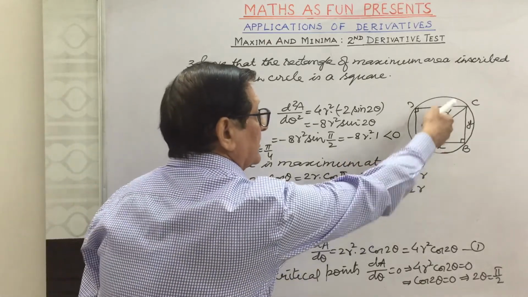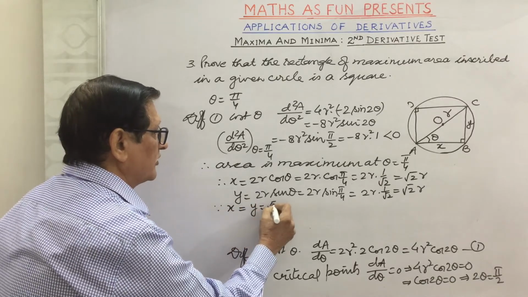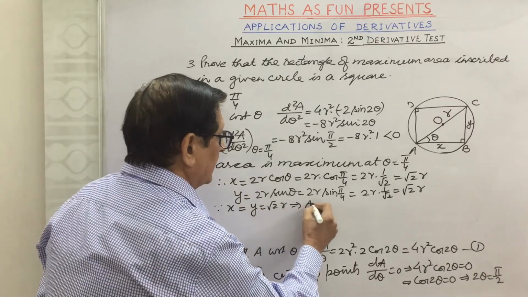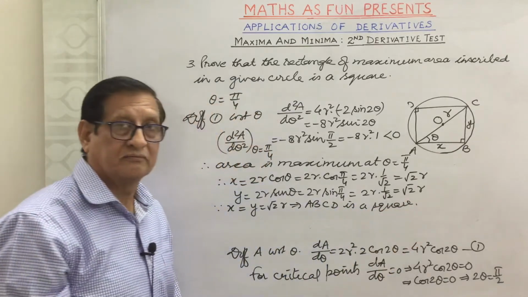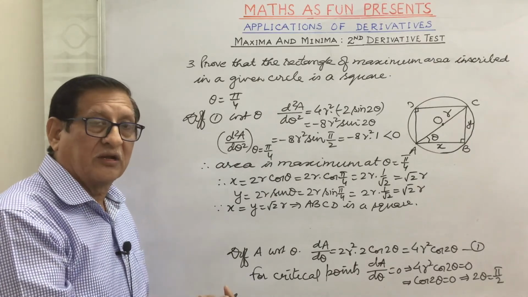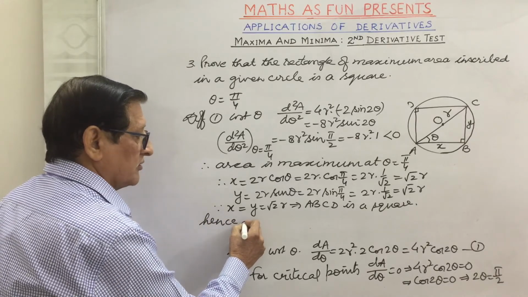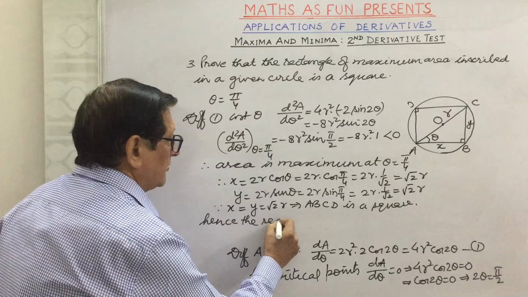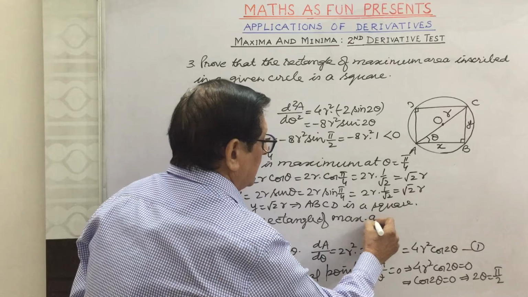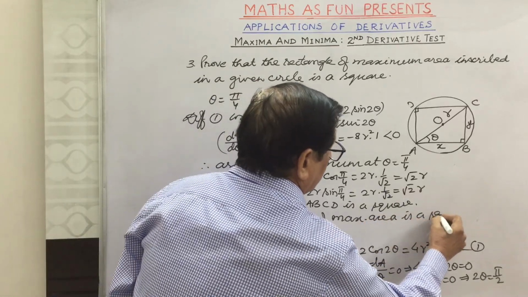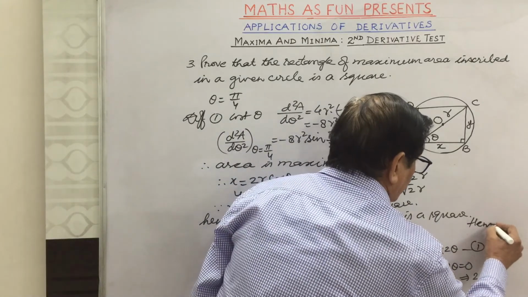It means length and breadth of the rectangle are equal. So we can write since x is equal to y is equal to root 2r, this implies that ABCD is a square. And hence we can write the last statement, that is hence the rectangle of maximum area is a square. This is what we had to prove.